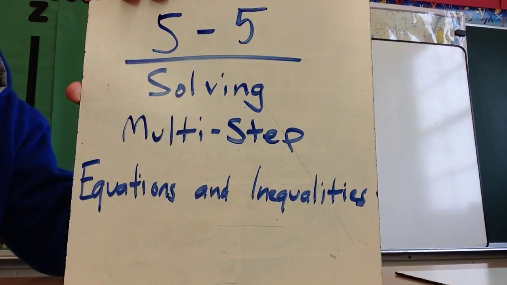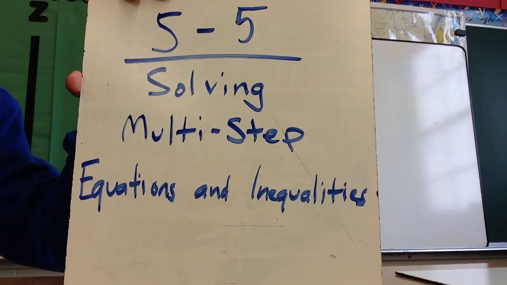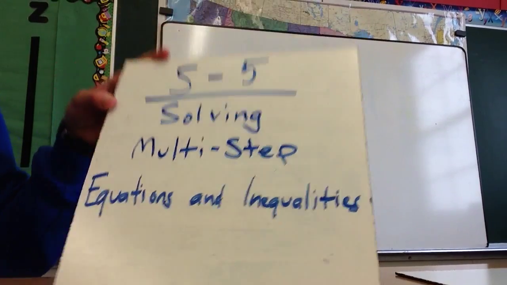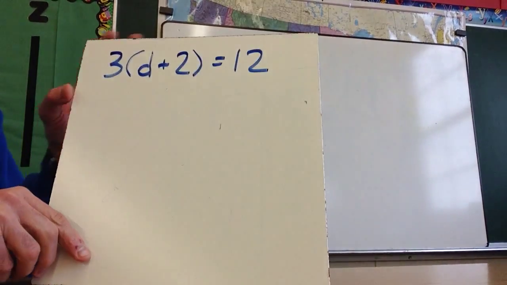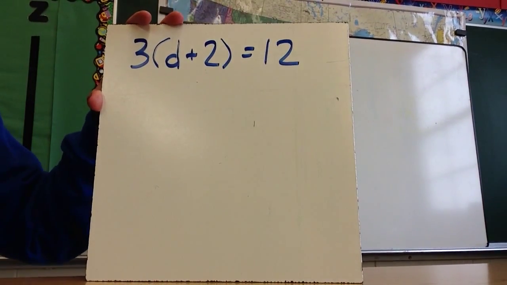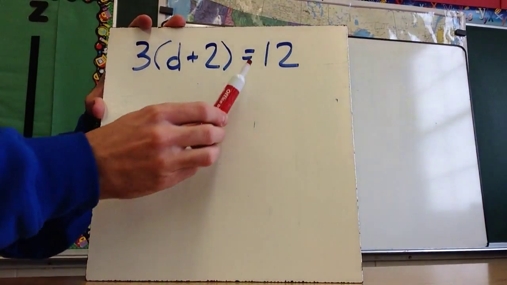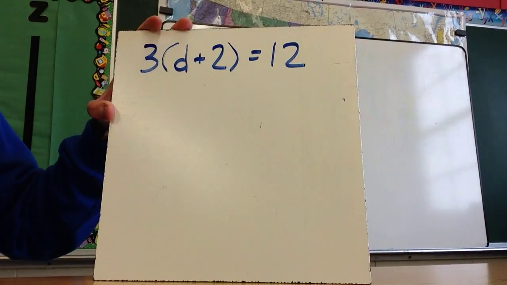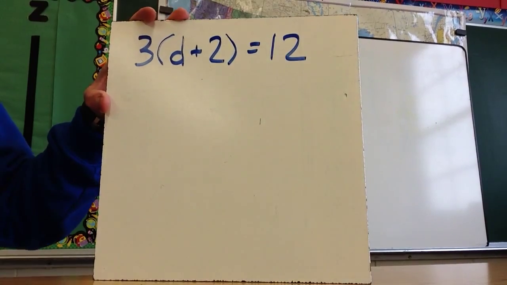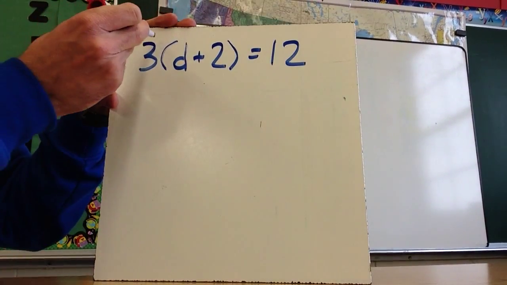This video will describe Chapter 5.5, Solving Multi-Step Equations and Inequalities. What we're going to focus on today is both the inequality and the equation, keeping in mind that you solve them the same way. The biggest difference is the sign. Because this is an equal sign, this is obviously an equation. The idea is the same. I need to isolate the variable. I need to get the variable by itself.